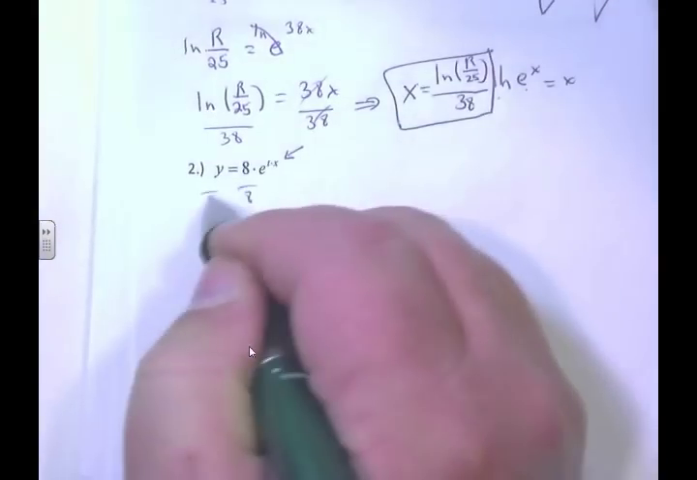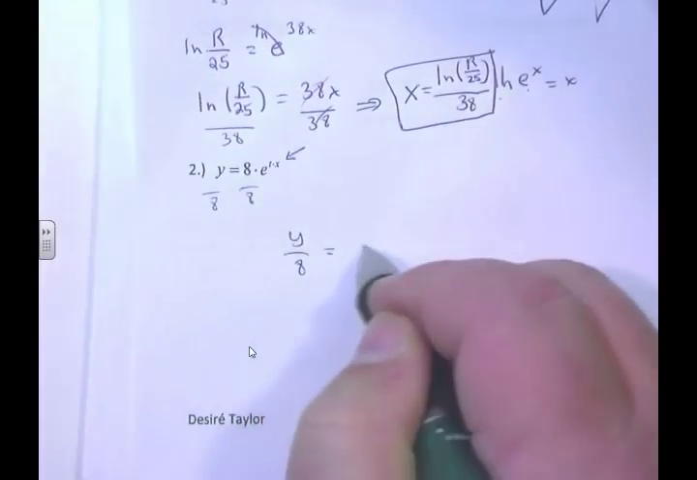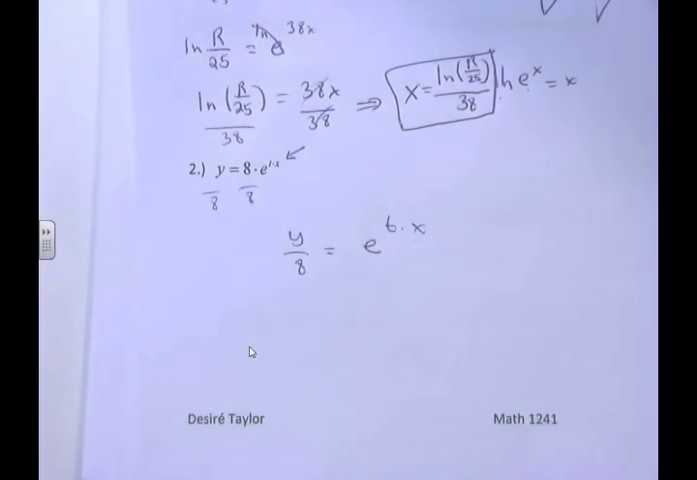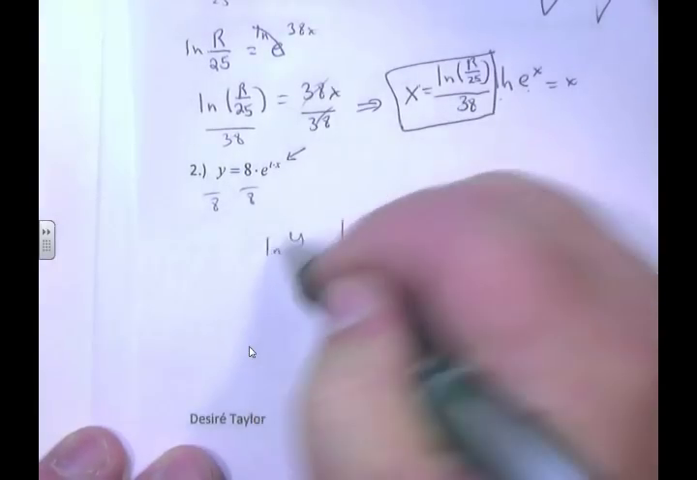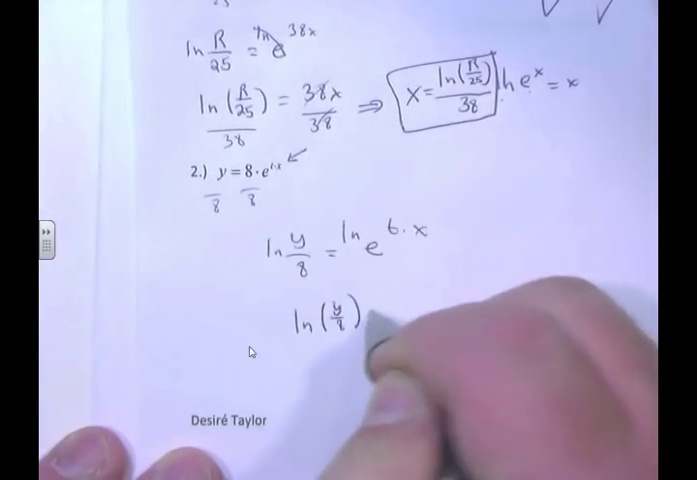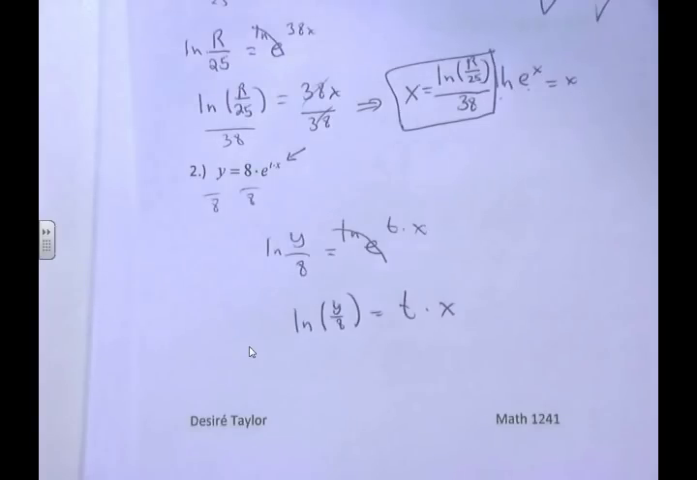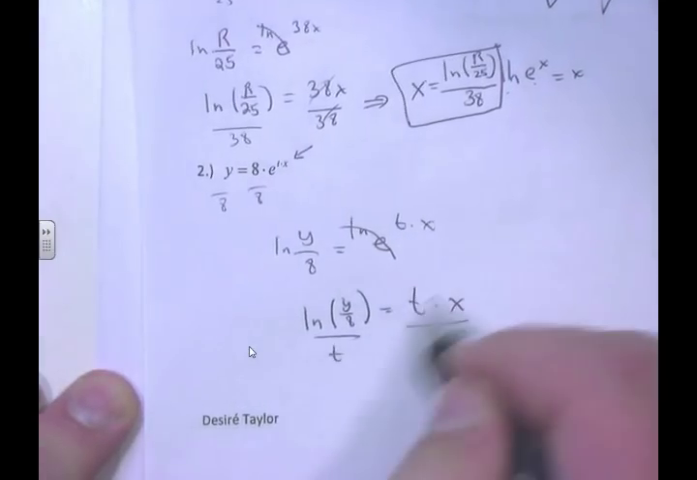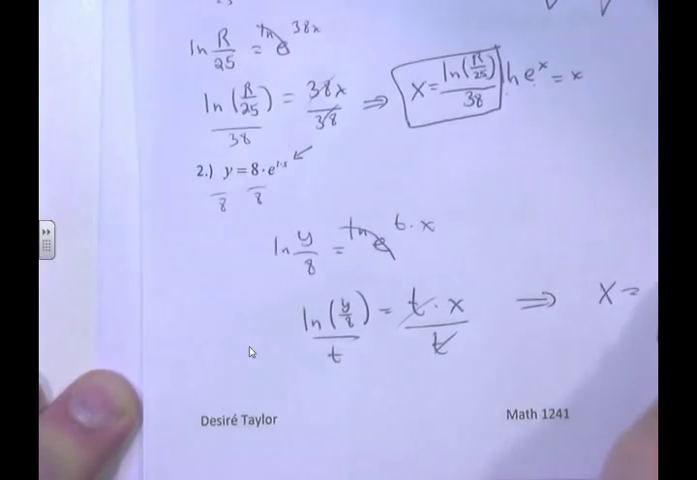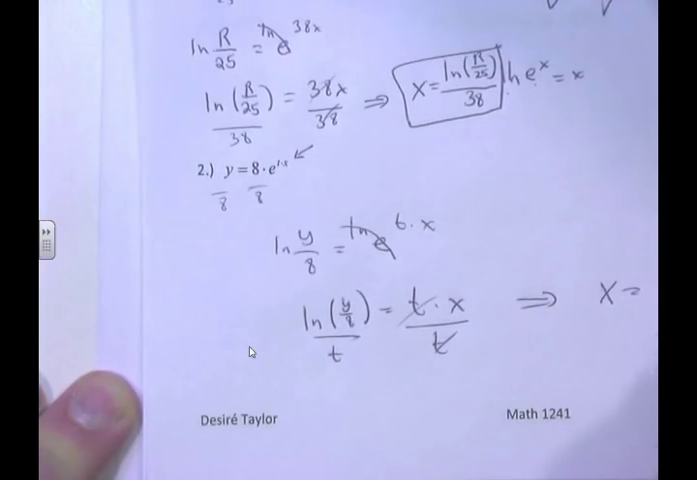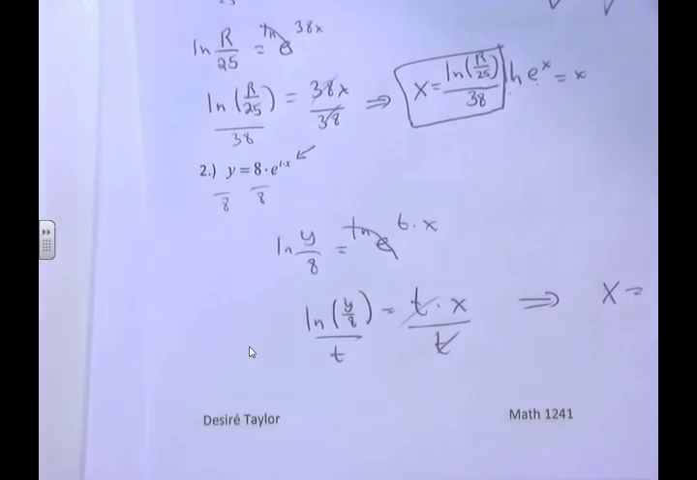Outstanding. Divide by 8. Get the e by himself. y divided by 8 equals e to the t times x. Remember, x is the variable. Now, once you've got the e by himself, what are you going to do? Natural log both sides. This gives me the natural log of y divided by 8 is equal to, and the natural log and e cancel, t times x. Solving for x, you're multiplying it by t, so what are you going to do to get the x by himself? Divide by t. And I get my solution. x is equal to the natural log of y divided by 8, divided by t.